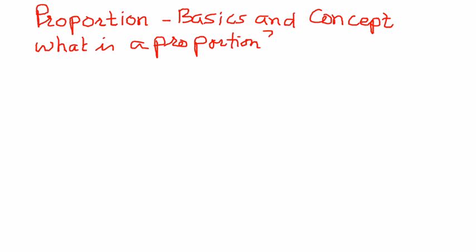The way we can define or explain a proportion is as follows. A proportion is the equality of two ratios or two rates. So that's the way we can explain a proportion. So let me try to explain this by defining what a proportion is.